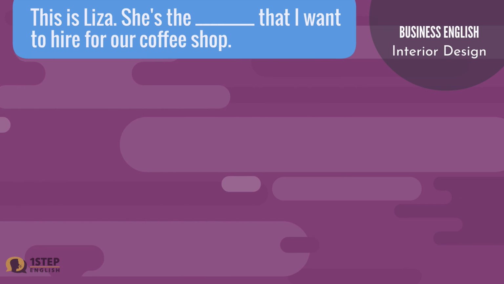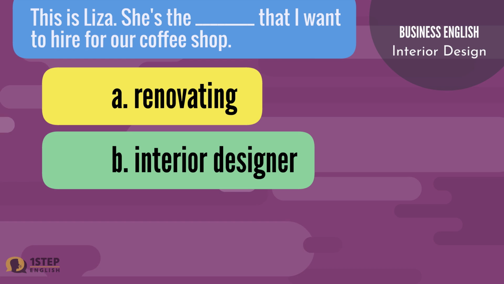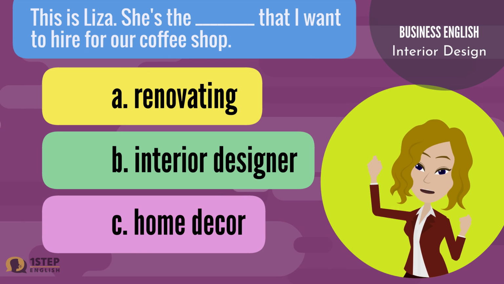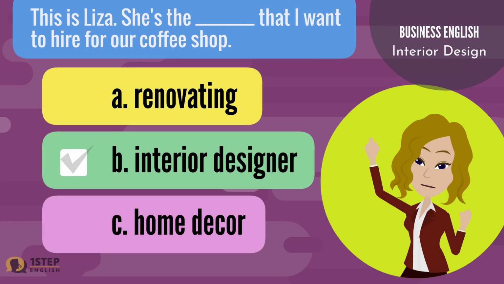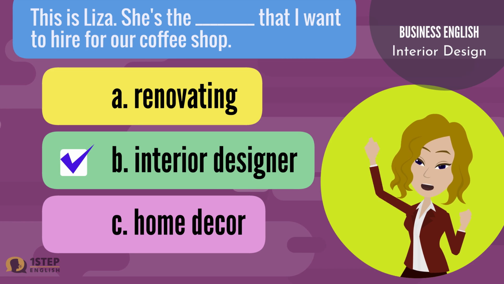This is Liza. She's the blank that I want to hire for our coffee shop. Letter A. Renovating. Letter B. Interior designer. Letter C. Home decor. The correct answer is letter B. Interior designer. This is Liza. She's the interior designer that I want to hire for our coffee shop.